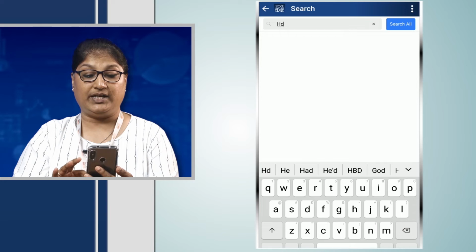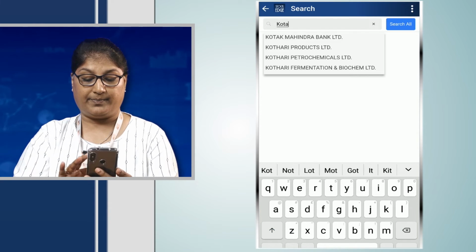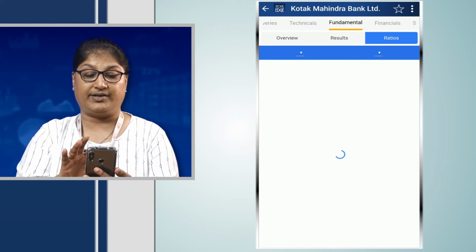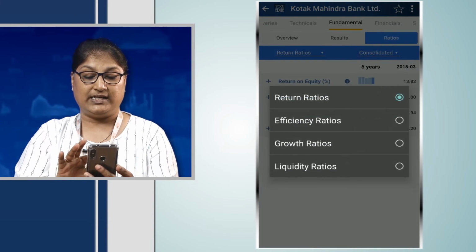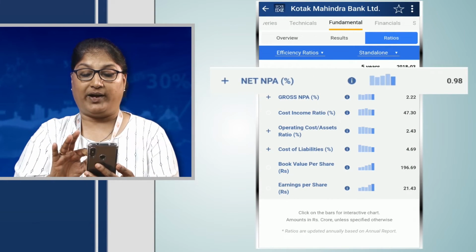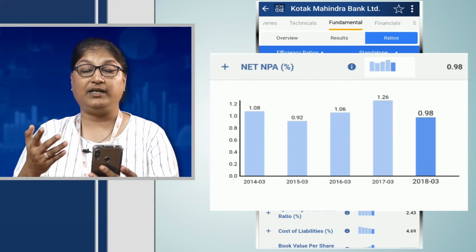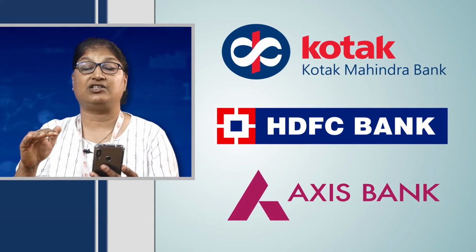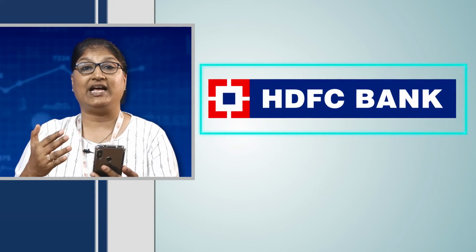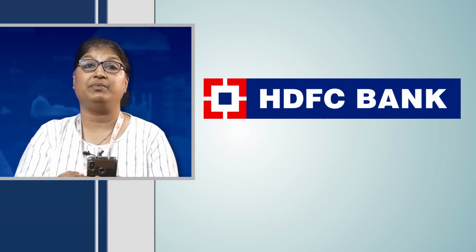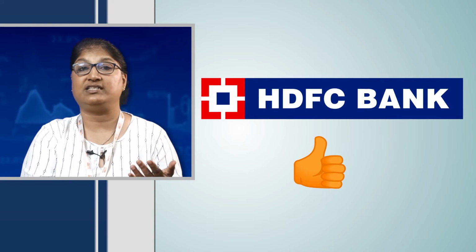Next, we find out about Kotak Bank. So, Kotak Bank's net NPA under the efficiency ratios is around 0.98. So that means that the net NPA level of HDFC Bank among all these three banks is the lowest. So that means if we want to invest in any of the banks, then HDFC Bank can be a better bet. But this is just one ratio.